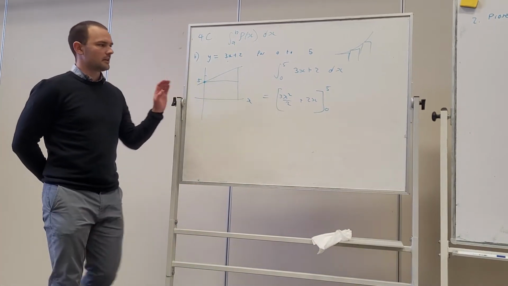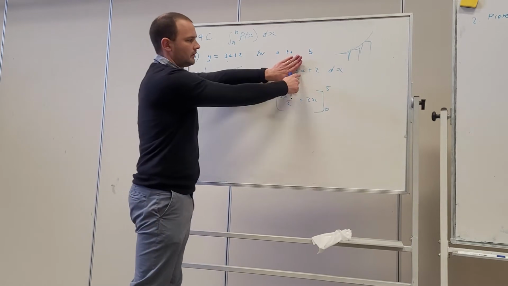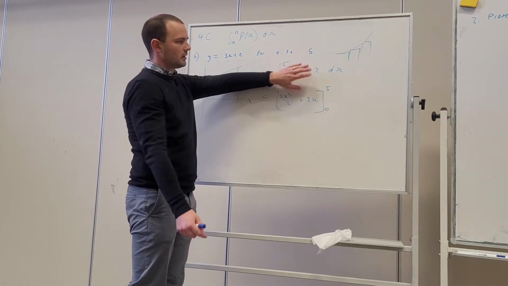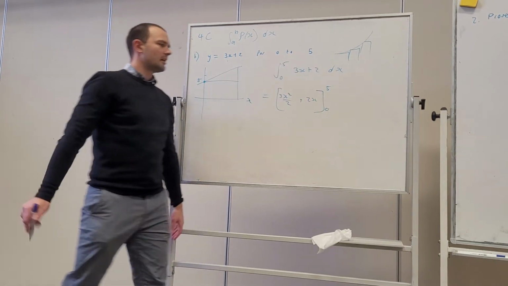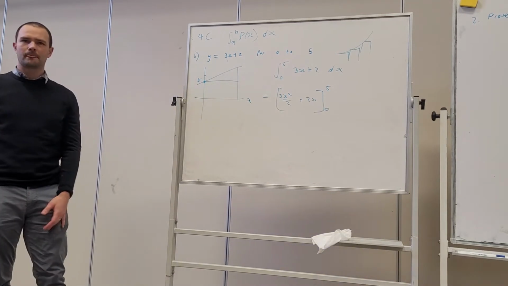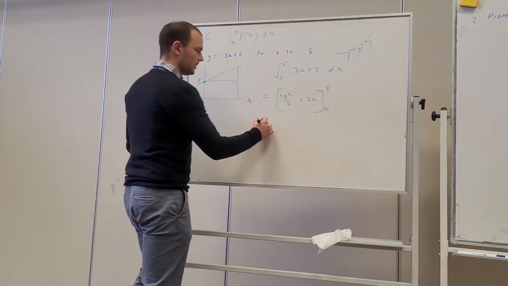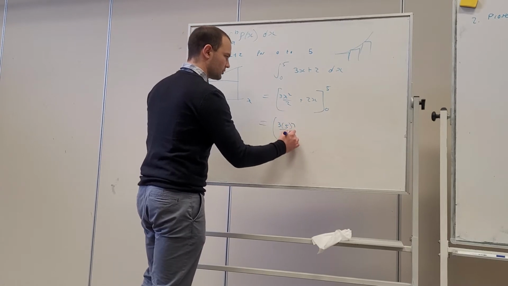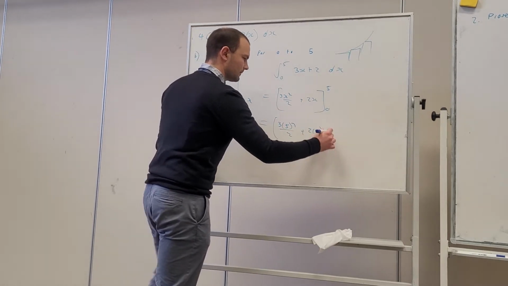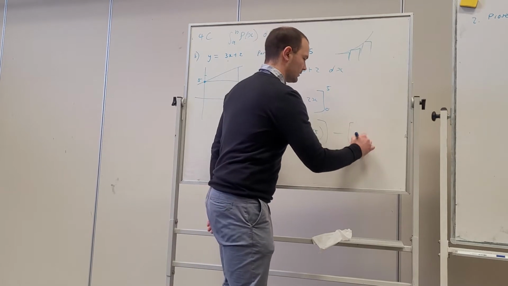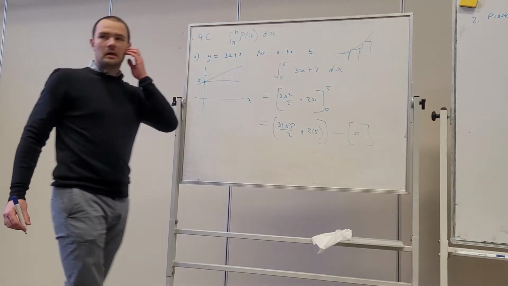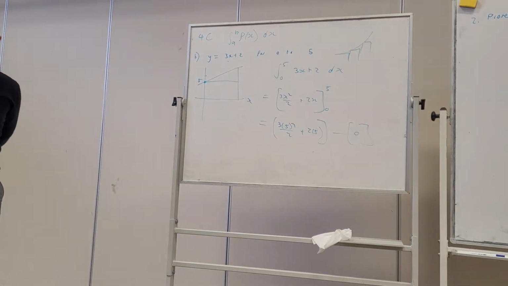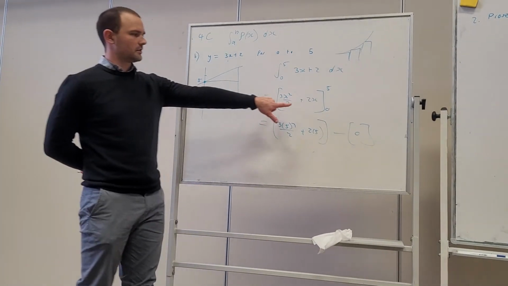Okay, so what did I do there? The 3's hanging out. The integral of x is x squared on 2. The integral of 2 is 2x, and our boundaries are from 0 to 5. Now when we perform it, we're going to be doing 3 times 5 squared on 2 plus 2 times 5, and then take away 0. It's fine to write it like that. When you sub zero in, you can see all of this is going to go to 0.